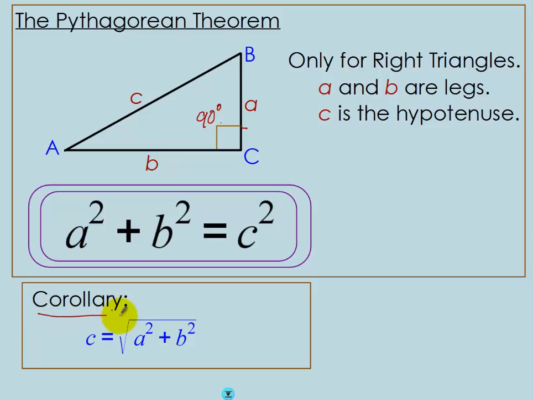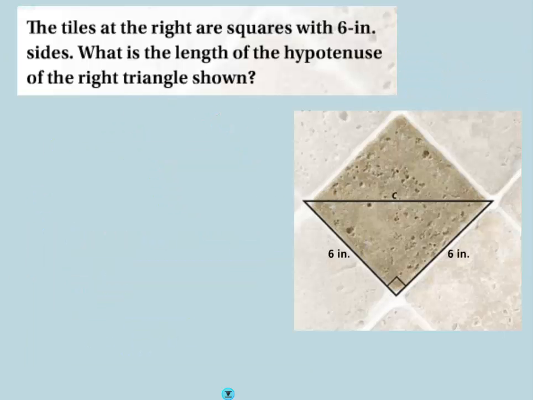A corollary, which is kind of another version of the formula, is just changing it so it's c equals the square root of a squared plus b squared. Basically, we just square rooted both sides. So let's actually use that.